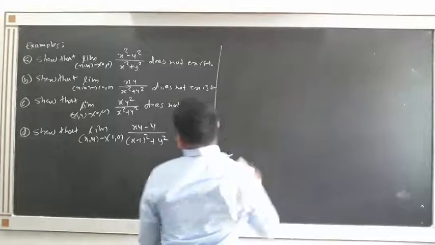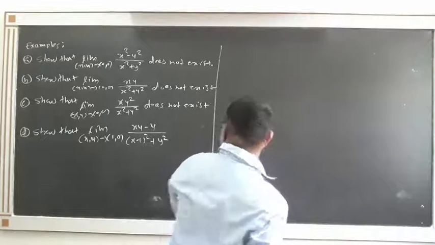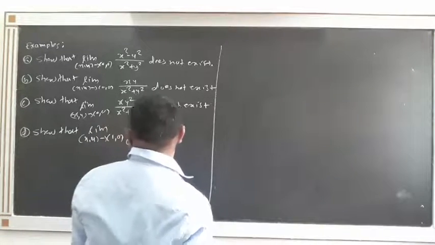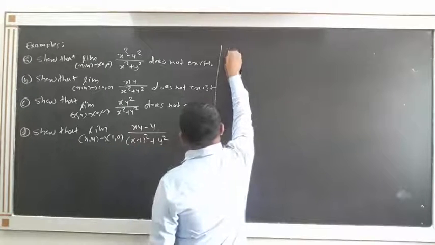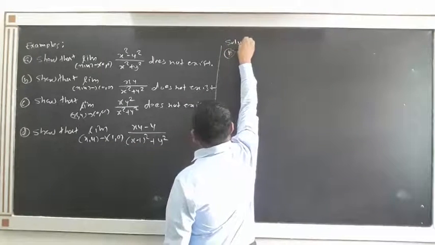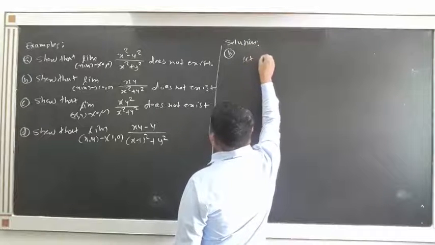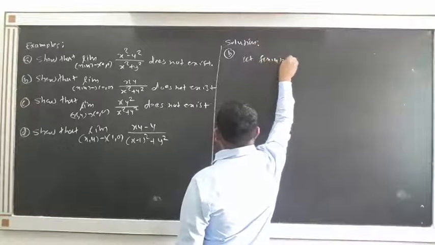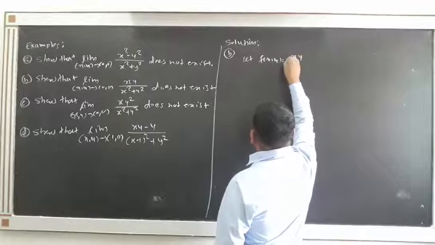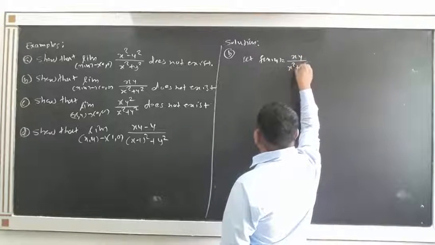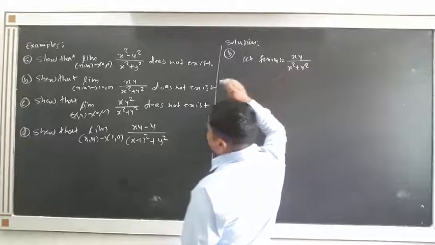What is next? We'll show that the limit does not exist. So what we have to show? Second example, second solution. Let f(x,y) be equal to xy upon x square plus y square.